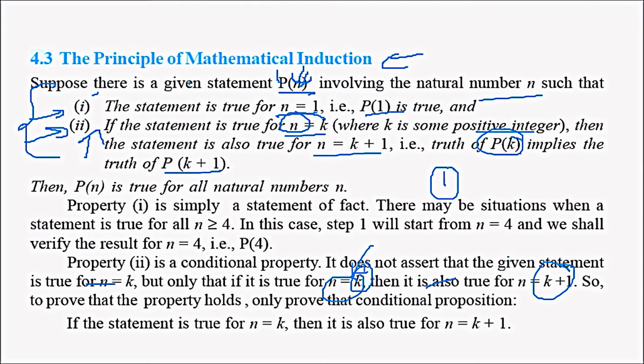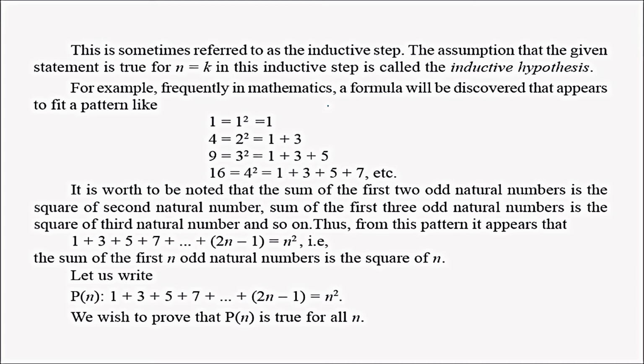If you can anyhow do this, if it can be proven, the property holds. And the proving is called the conditional proposition. That is, if the statement is true for n equal to k, then it is also true for n equal to k plus 1. This is sometimes referred to as the inductive step. And the assumption that the given statement is true for n equal to k, as we have just seen, is what we call the inductive hypothesis.